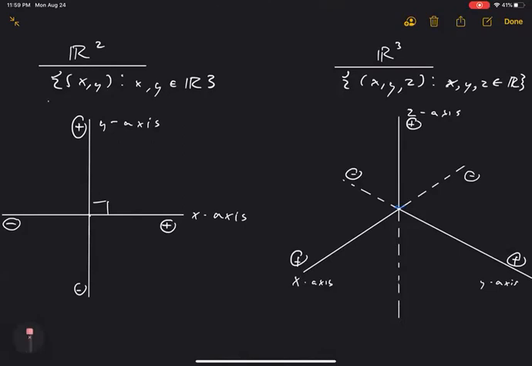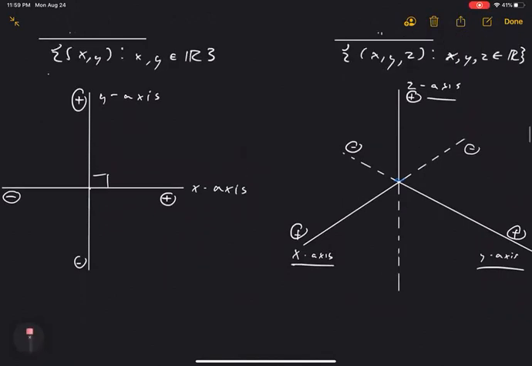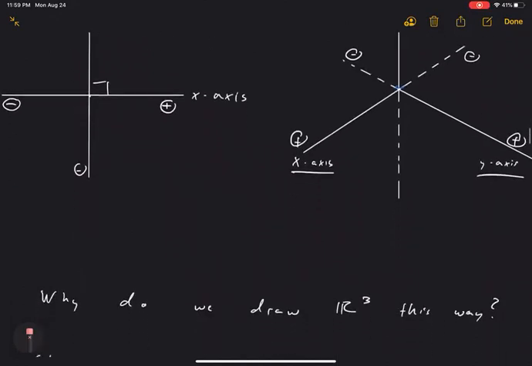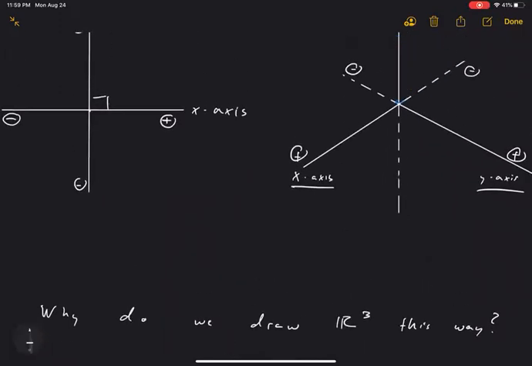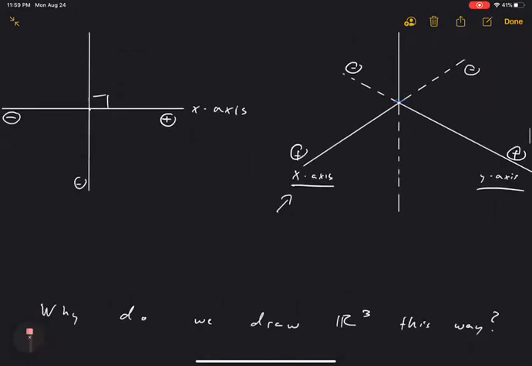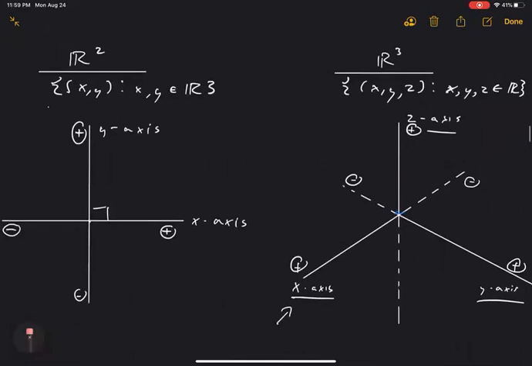Now, what does it look like? It's 3 axes. We've got an x-axis, a y-axis, and then this z-axis. And just like with R2, everything has positive and negative. Now, you might be asking, why do we draw R3 like this, with the x-axis over here, the y-axis over there, and how do we decide which way z goes? So why do we draw R3 like this?